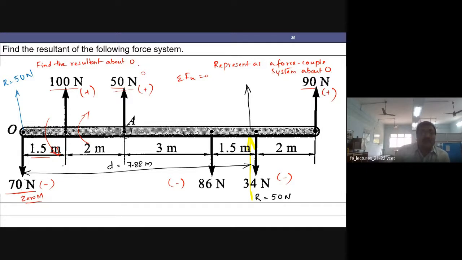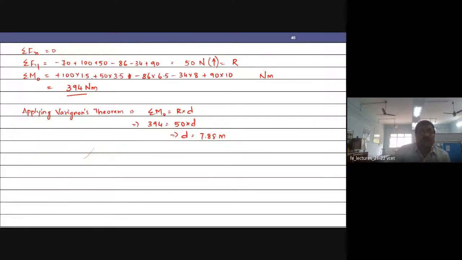Along with that, now what will I do? This sigma M_O is positive. So what does positive mean? Sigma M's effect is anticlockwise, isn't it? Yes, sir. Moment anticlockwise is positive.